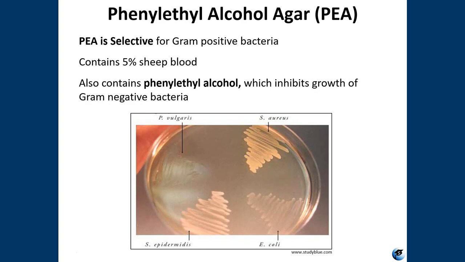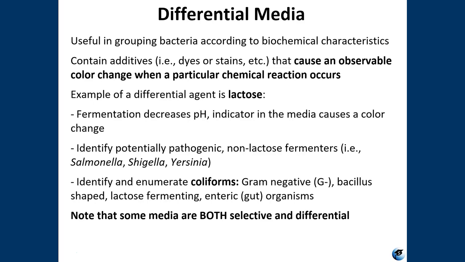He's kind of looking like he's struggling, and that's how he should look on PEA. Whereas both of your Staphylococcus species, the gram-positive species, are killing it. They look great, right? They're not having any trouble. So those are your 3 selective media. Let's talk now about differential media.